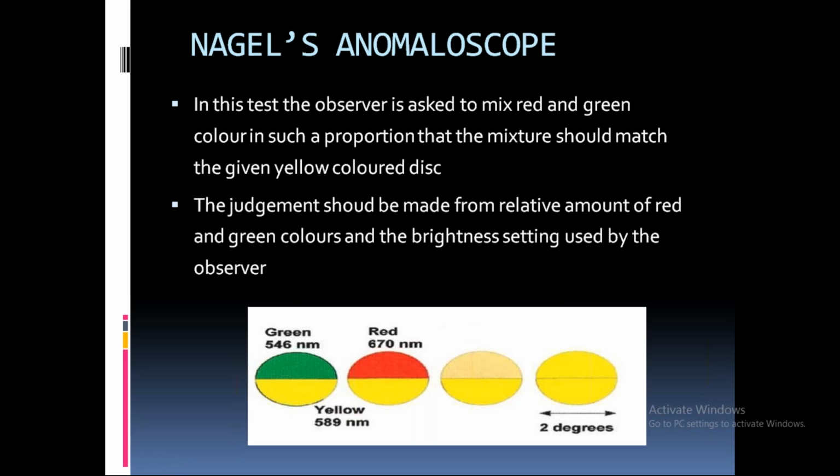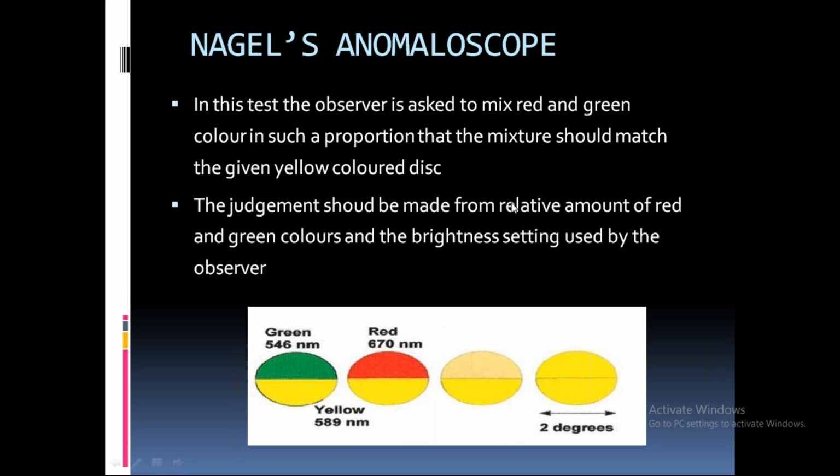Nagel's anomaloscope. In this test, the observer is asked to mix red and green colors in such a proportion that the mixture matches the given yellow colored disc. This is the given yellow colored disc, so you should mix them until the color becomes similarly bright as this one. That is called Nagel's anomaloscope.